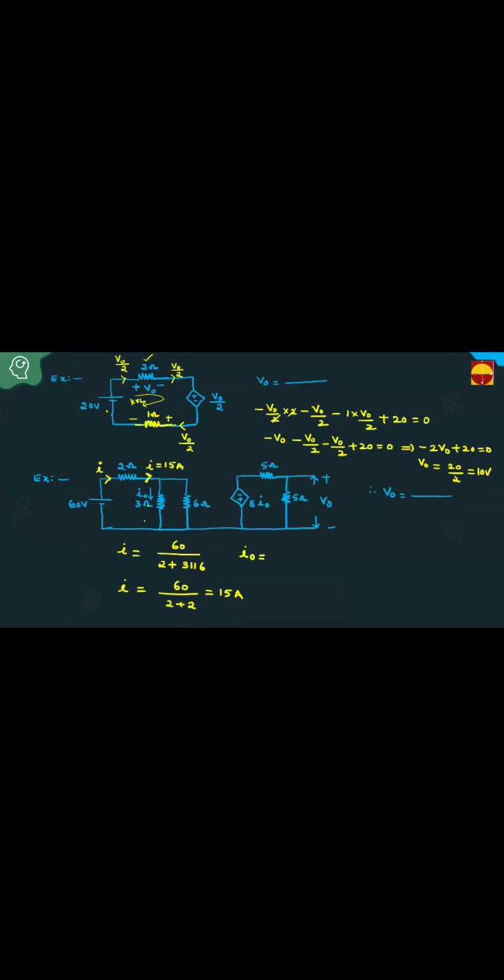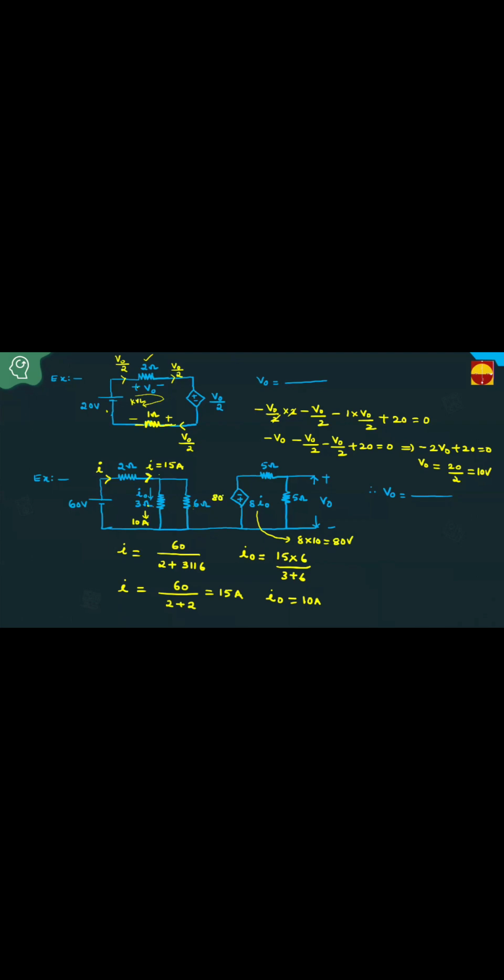Entering current is 15 amperes. These two are parallel resistances, so apply the current divider rule. If two resistances are present, how to apply current division, I told already. 15 into the opposite resistance, 6 by 3 plus 6. Then I naught equals 90 by 9, that is 10 amperes. This I naught is 10 amperes. Once it is 10 amperes, what is this voltage? 8 into 10, 80 volts.